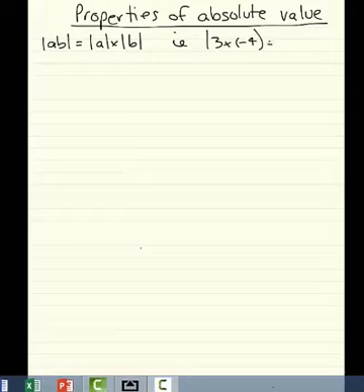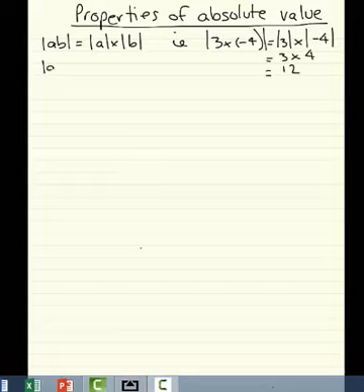So some of the properties of absolute values are: the absolute value of AB is equal to the absolute value of A times the absolute value of B. So the absolute value of 3 times negative 4 is the same thing as working out the absolute value of 3 times the absolute value of negative 4. You get an answer of 12.